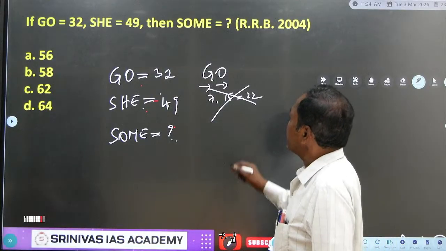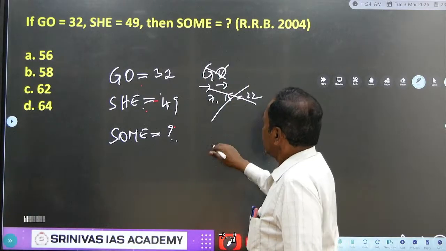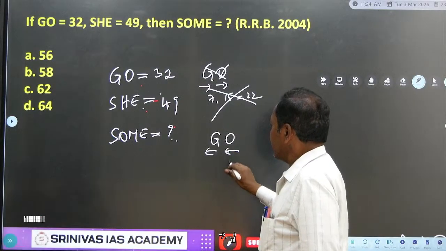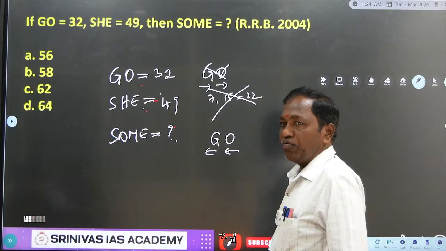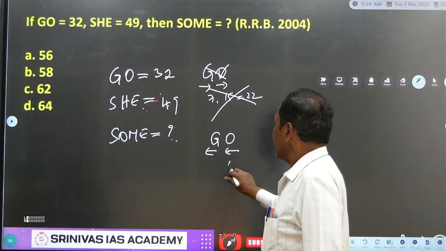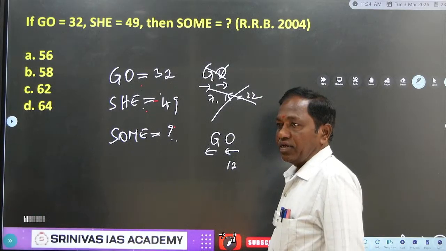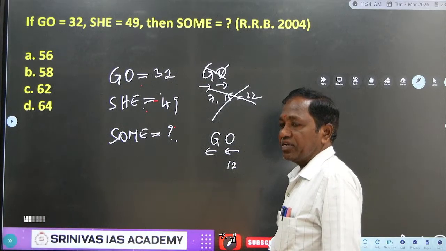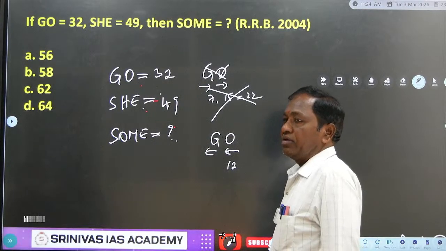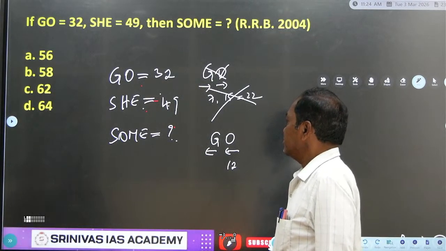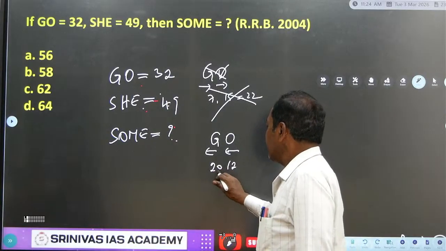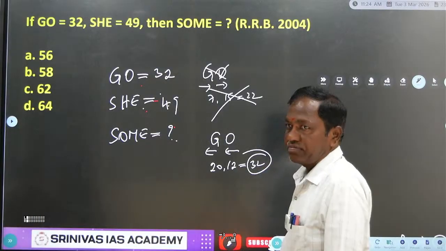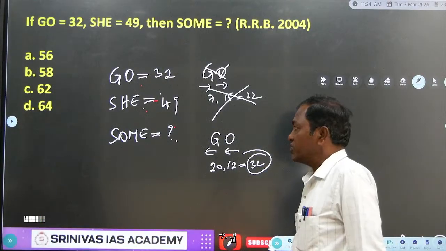What is the position of G in the reverse order? G is the 7th letter from the start, and O is the 13th letter. So in reverse order, G is 20. Now we can see 32. Yes, it is in the reverse order.